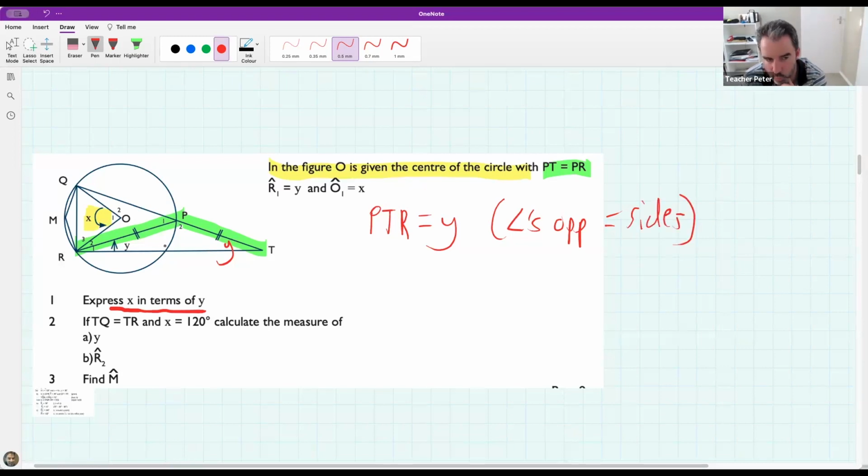Now, I'm getting warmer. If I get a y and a y there, I want to get them closer to the x, I want to connect these up to x. Where do you think I would go next? Remember, I'm trying to get all the way up to x. Who has an idea for me? Is it possible to get this one or this one over here?